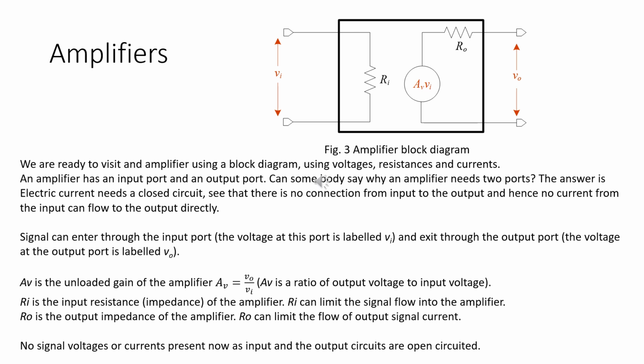Now we are ready to revisit the amplifier using a block diagram, using voltages, resistances, and currents. Now you can see on the figure, there is an input port and an output port, and there is no connection from the input side to the output side. So if you need to have a current flow, we need to have a source at the input and a load at the output. The other thing that we see is a dependent voltage source AV times VI. It is called a dependent voltage source because AV, the gain of the amplifier, is multiplied with your input voltage to make an internal voltage source a dependent voltage source.